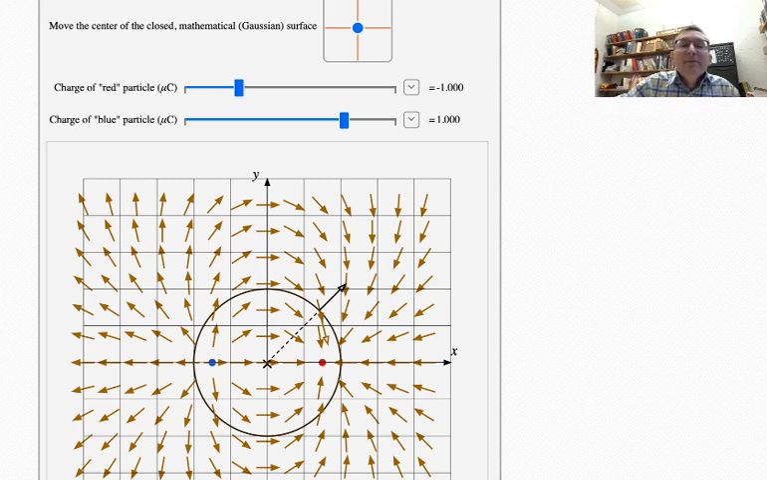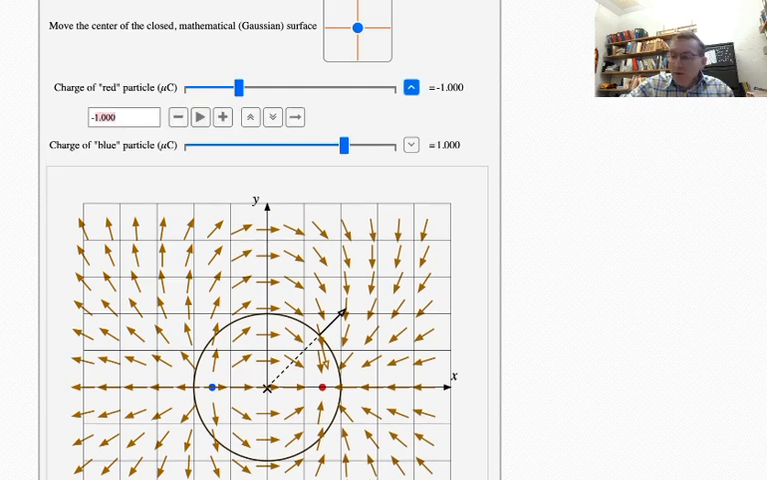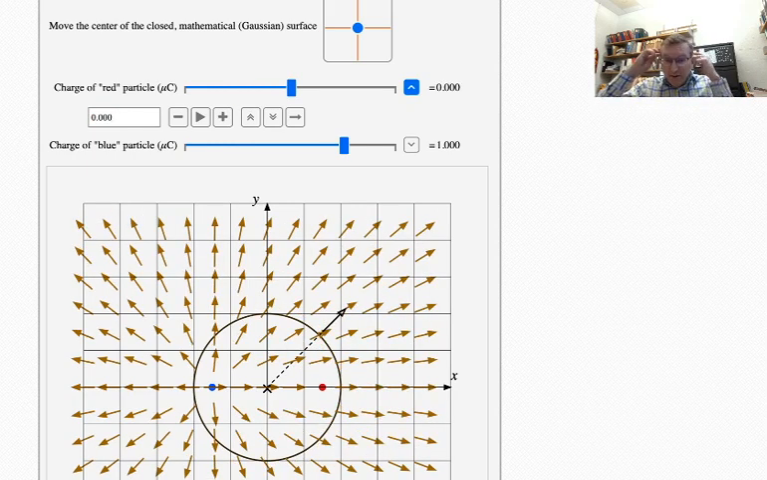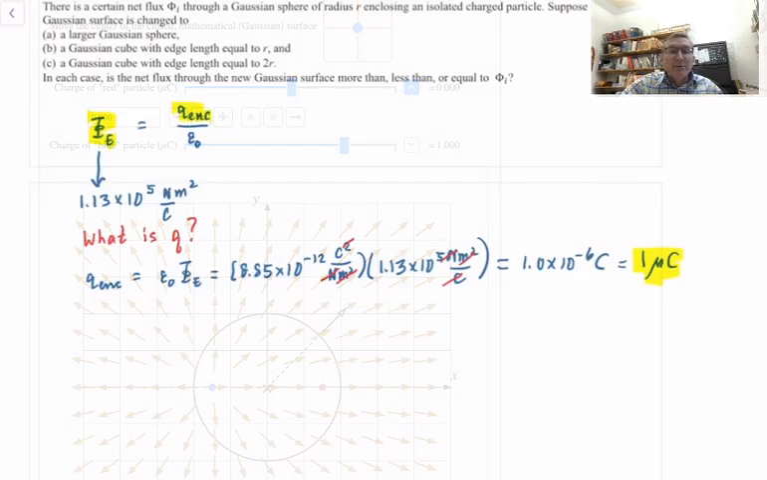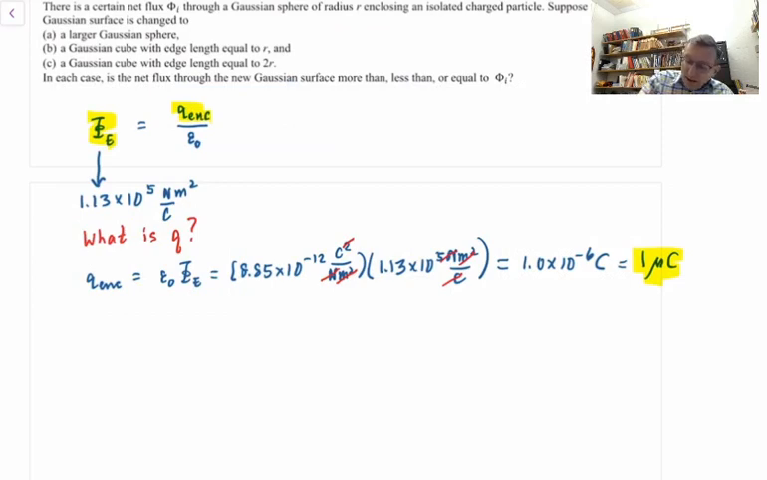Well, okay, first let's go in here and change the charge of the red particle by this little drop-down menu to 0 microcoulombs. Notice the electric field vectors changed because now it's only the blue particle that has charge. What are we going to get for the flux? It doesn't calculate it for us. Let's see if we can figure it out. Let me go back to my screen. Let's apply Gauss's law again.